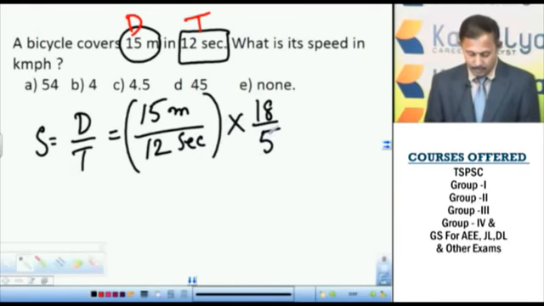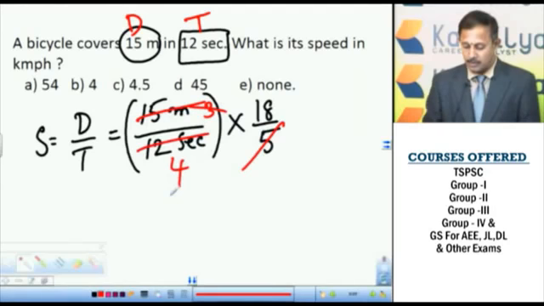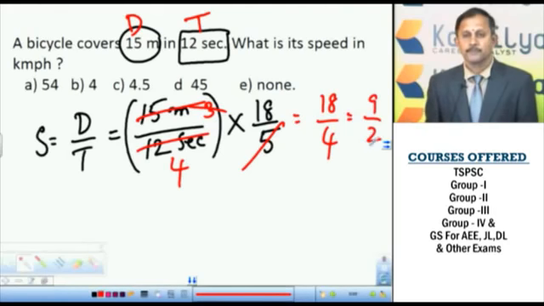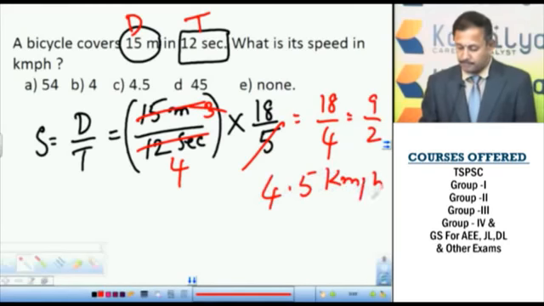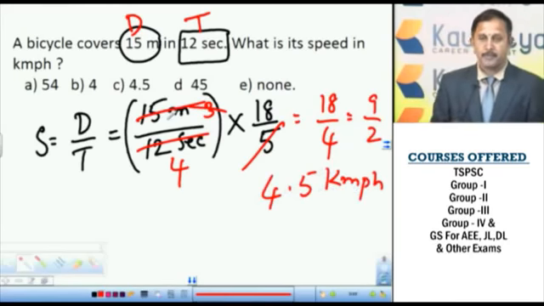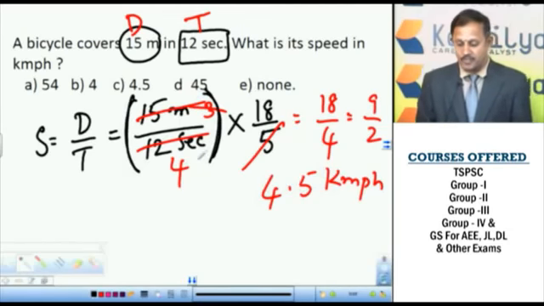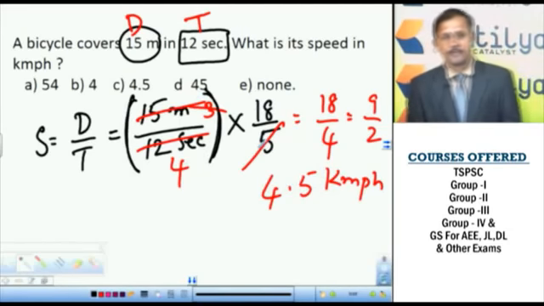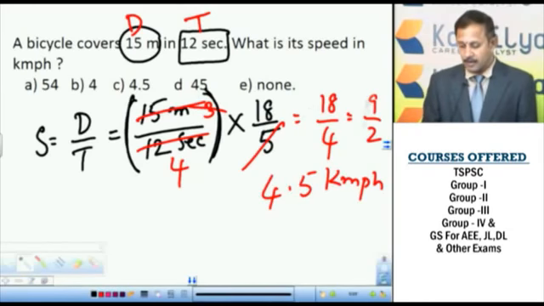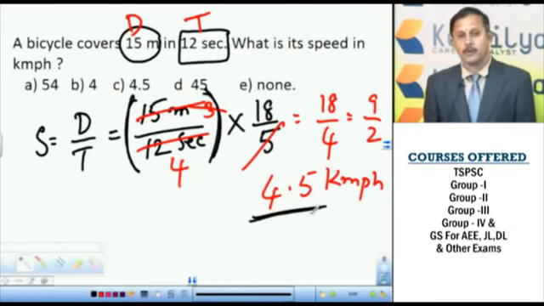18 by 5. 5 gets cancelled for 3 times. 3 gets cancelled for 4 times. We are left with 18 by 4 or 9 by 2. Which is equal to 4.5 kilometer per hour. So here the distance is 15 meters and the time period is 12 seconds. We can get the speed in meters per second and we have to convert into kilometer per hour. So make use of the fraction 18 by 5. After suitable calculation we got the result as 9 by 2 or 4.5 kilometer per hour.